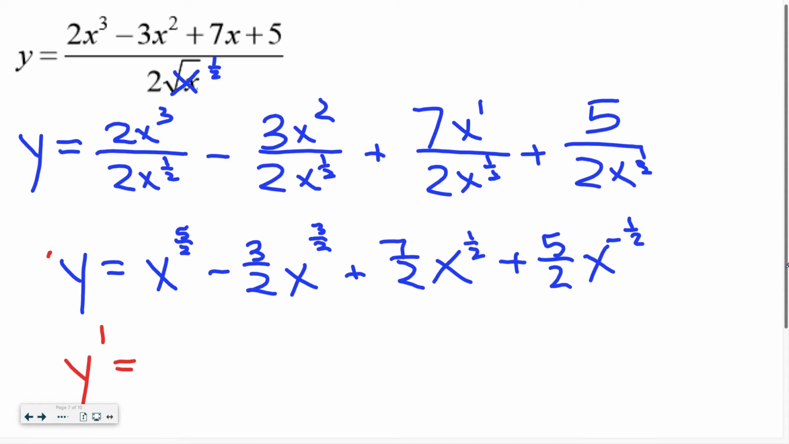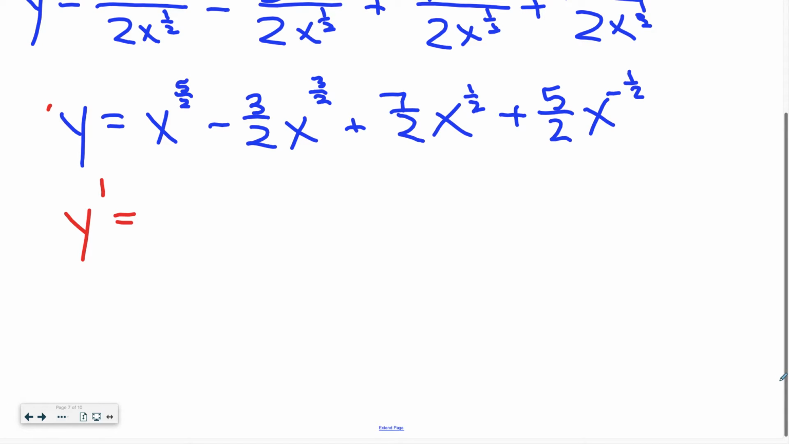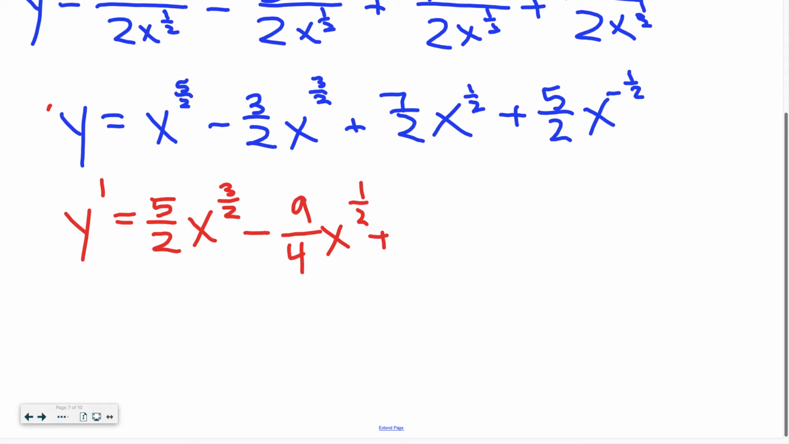Any other questions about the blue? So now our derivative, power rule. 5/2 times x to the, we subtract 1, 3/2. Minus, we have a coefficient that's going to get multiplied by our power to make 9/4 x to the 1/2. Plus, we have a coefficient of 7/2. It's getting multiplied to our power. So we get 7/4 x to the negative 1/2, because we subtract 1. And then we have 5/2 as our coefficient. It's getting multiplied by our power, so negative 5/4 x to the, we subtract 1, negative 3/2.